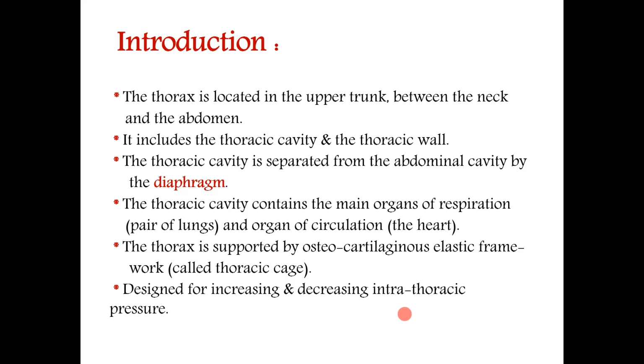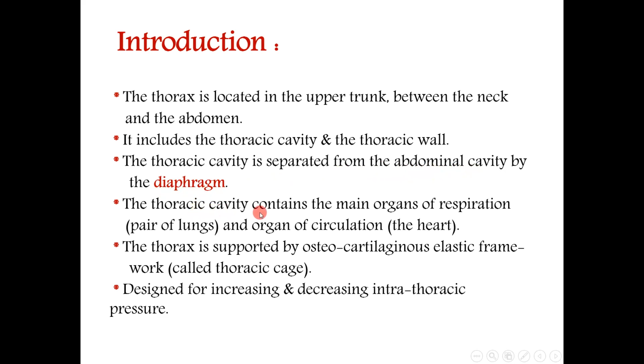Introduction. The thorax is located in the upper trunk between the neck and the abdomen. It includes the thoracic cavity and the thoracic wall. The thoracic cavity is separated from the abdominal cavity, يعني التجويف الصدري ينفصل عن التجويف البطني, by a muscular structure which is called the diaphragm، الحجاب الحاجز.